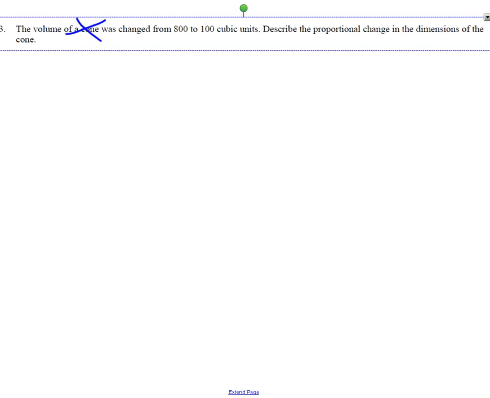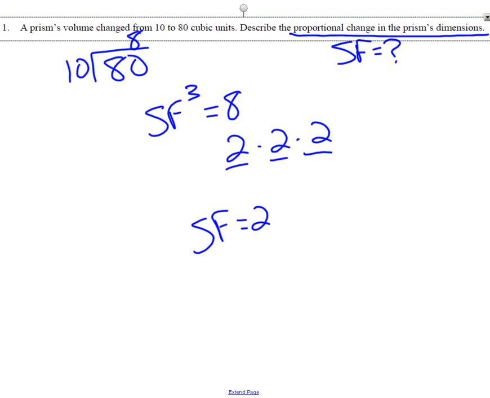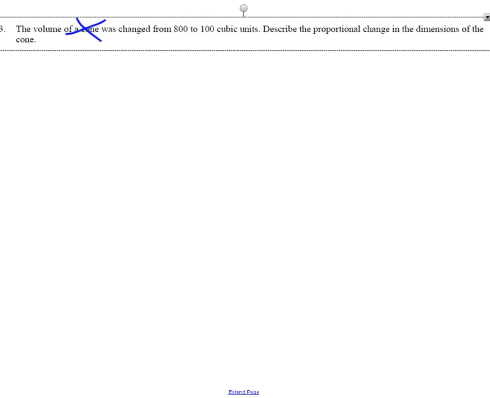But what's the bigger difference between this one and that one? The numbers are switched. The answer is still 2. So instead of it getting bigger, now it's getting smaller. So instead of multiplying by 8, now we're multiplying by 1/8, which is the opposite of times 8.